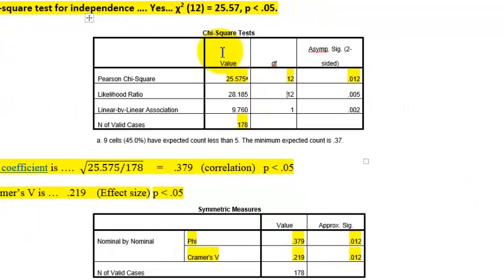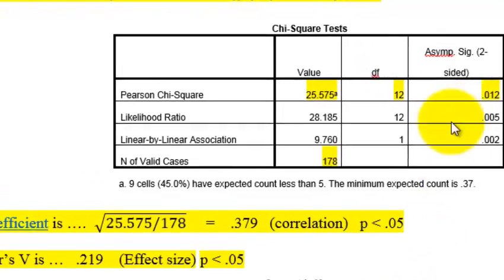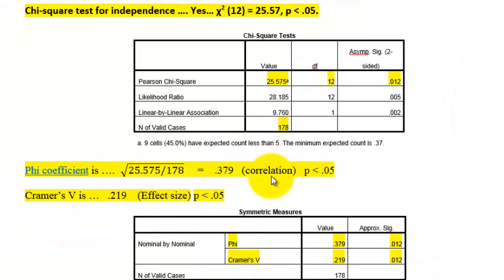All right, and our phi coefficient is simply your chi-squared test statistic, 25.575, divided by the sample size. Whatever that number is, you're going to take the square root of it, and that is your phi coefficient. So that's like a correlation. So 0.379 is actually pretty strong for a correlation. So that means you do have some kind of significant relationship going on between political party and ethnicity. And it was significant, right? It was less than 0.05.